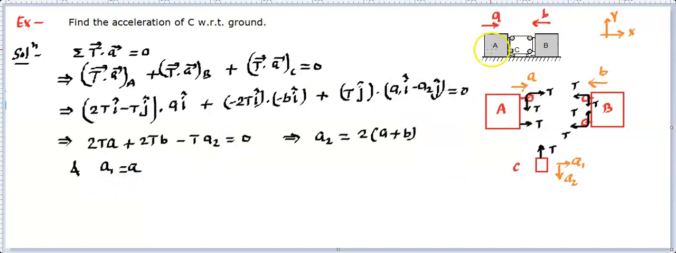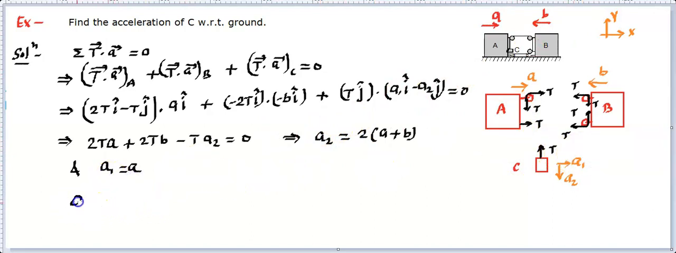That means A block is pushing C block. So if A block is pushing C block in the forward direction, C will have the same acceleration as that of A because they remain in contact. Since they are in contact, both will have the same acceleration in the horizontal direction. However, in the vertical direction, they are not equal because A is not moving vertically down and C is sliding downside. So downward acceleration is this, and horizontal acceleration, that is A1, is going to be equal to A.